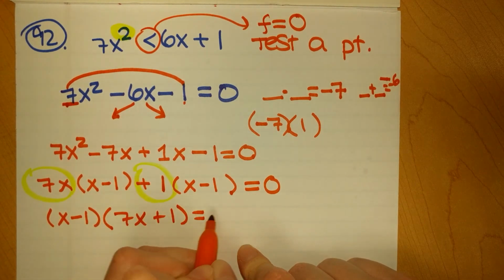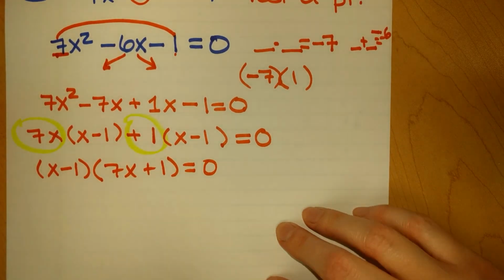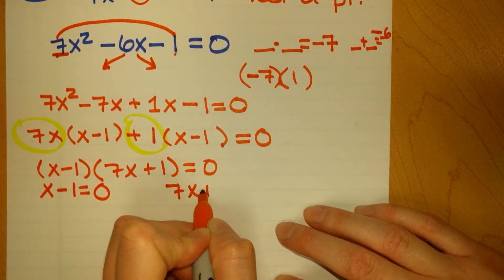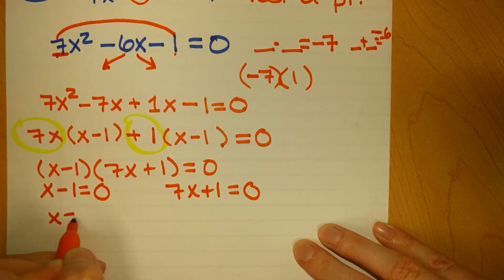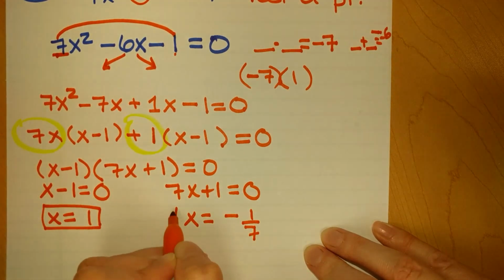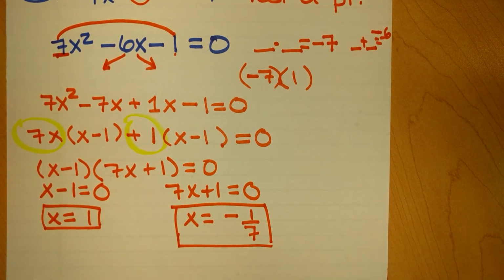Now, once it is finally factored, I can then set each of those factors equal to 0. So I set x minus 1 equal to 0, 7x plus 1 equal to 0, solve, and I get x is equal to 1, x is equal to -1/7. Now, if this was an equation, we would be done. It would be a done deal. These are the two answers.